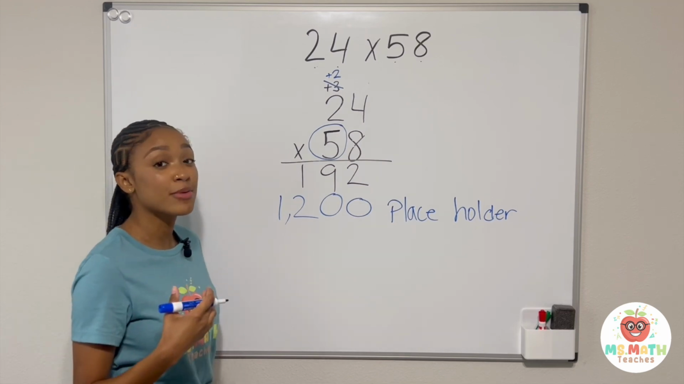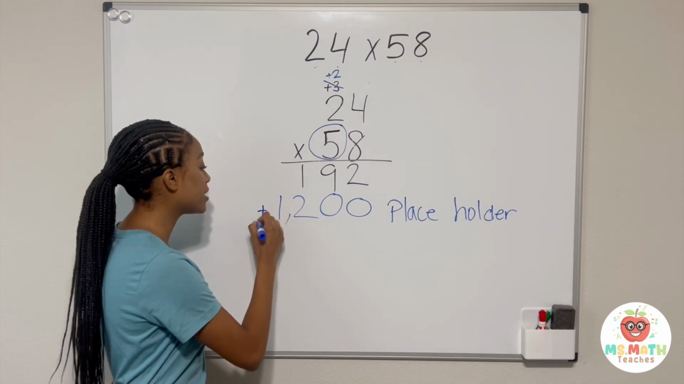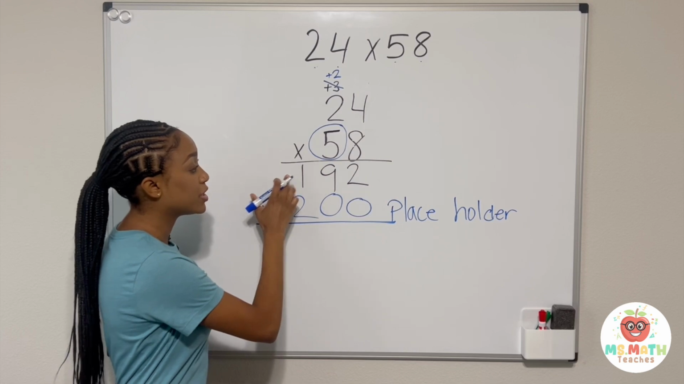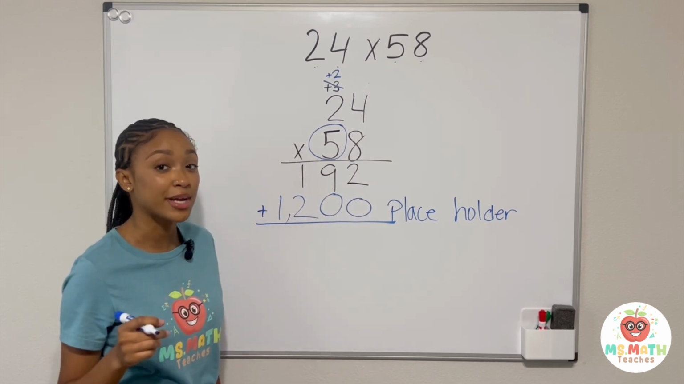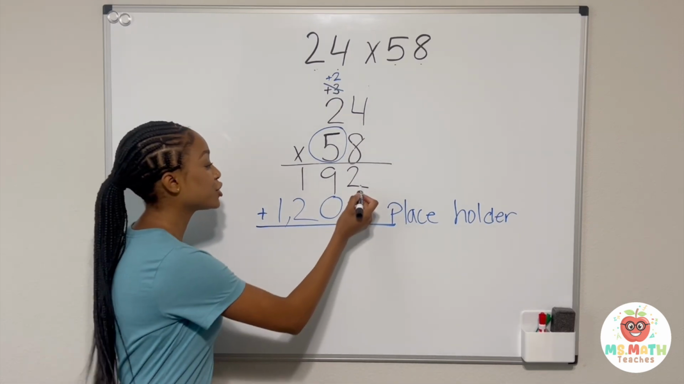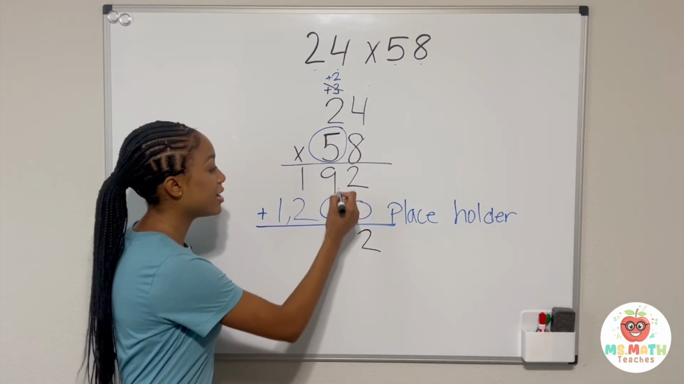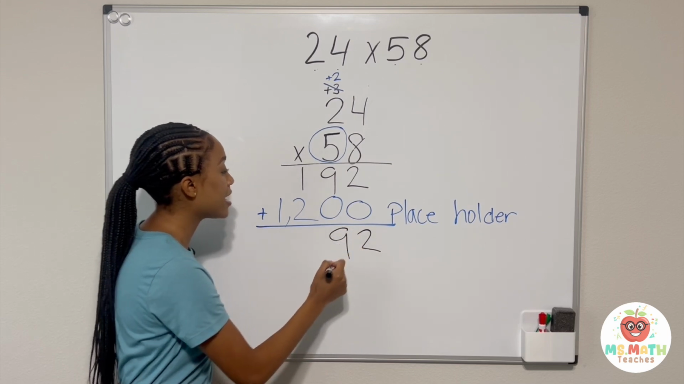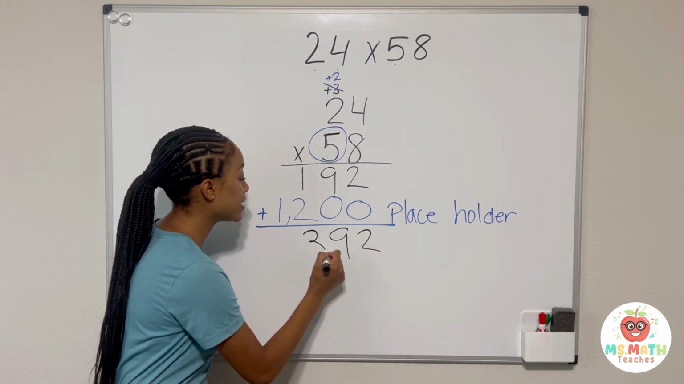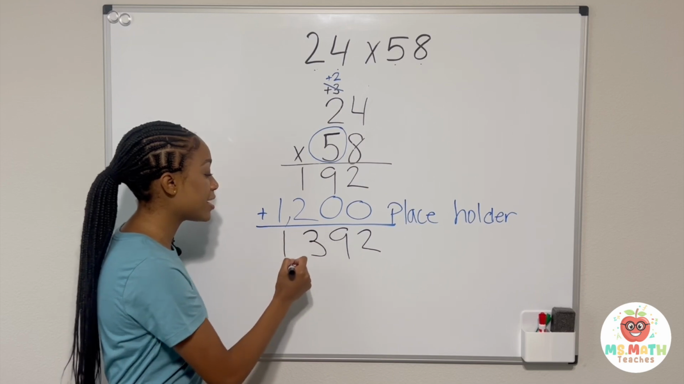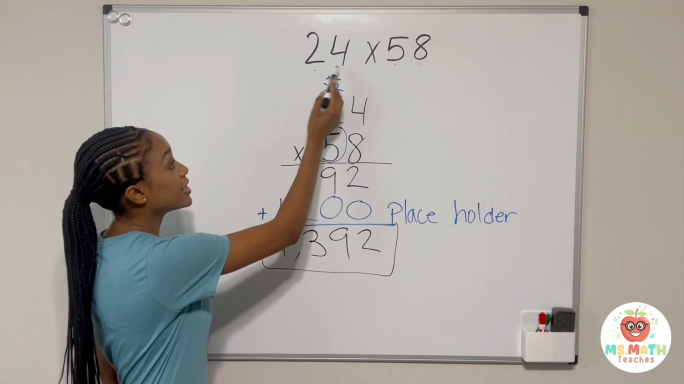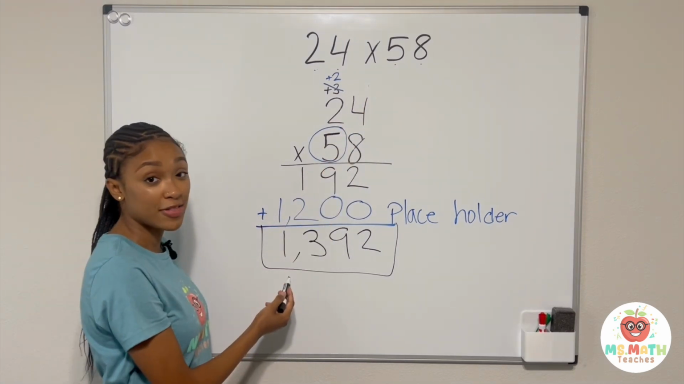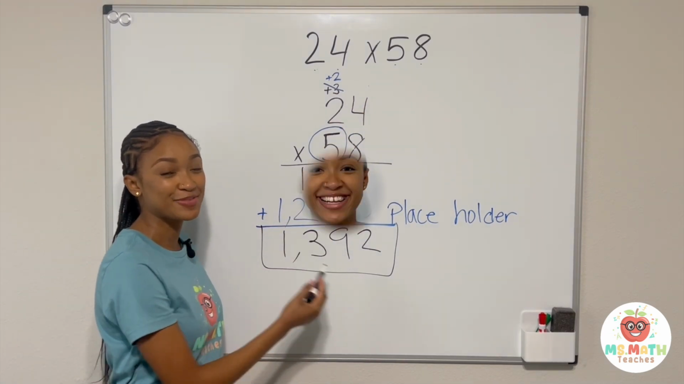And now you are ready to add both of the products, 192 and 1,200, to get your final answer. 2 plus 0 is 2. 9 plus 0 is 9. 1 plus 2 is 3. Bring down your 1. Add your fancy comma. And we know that 24 times 58 is 1,392.